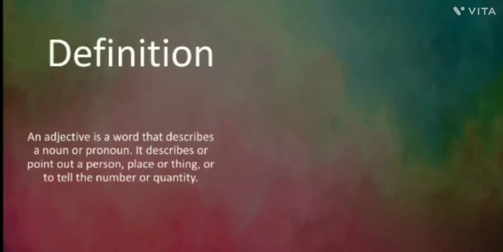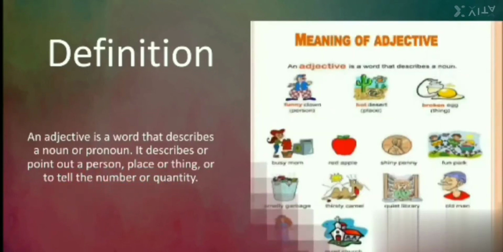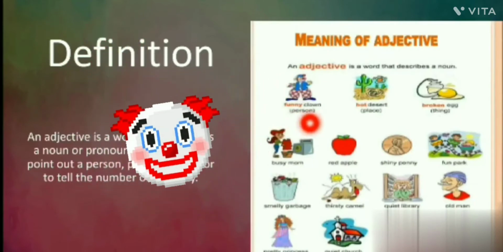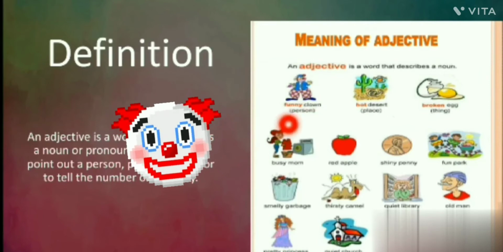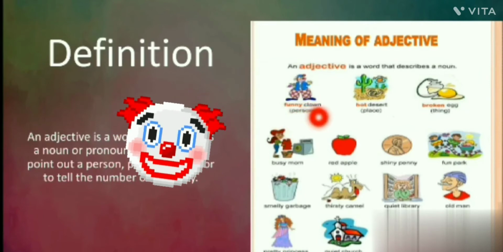Definition. What is an adjective? An adjective is a word that describes a noun or a pronoun. It describes or points out a person, place or thing, or tells the number or quantity. Let's have a look. Now this is the example of a person. A clown. Funny clown. Funny is an adjective that is modifying clown.